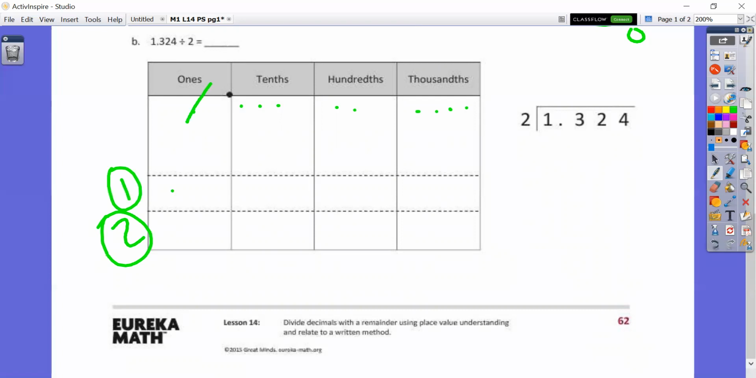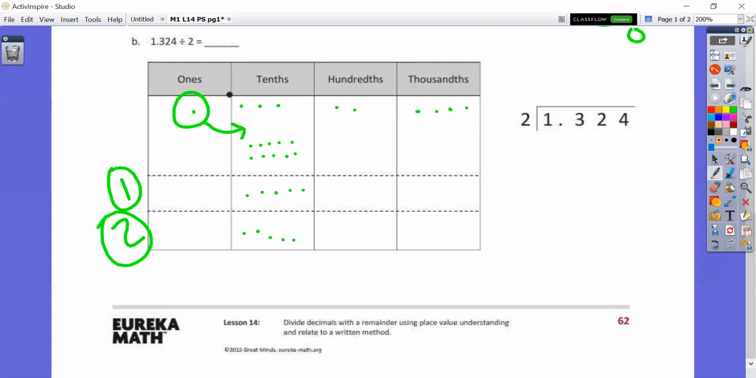If I just did 1 like that, well, there wouldn't be another 1 to give to the second group, so I can't evenly divide that. So that means I have to decompose right away into tenths. So I know that 1 one is 10 tenths. So 10 tenths plus the 3 tenths is 13 tenths. I now can decompose or divide, not decompose, into my tenths.